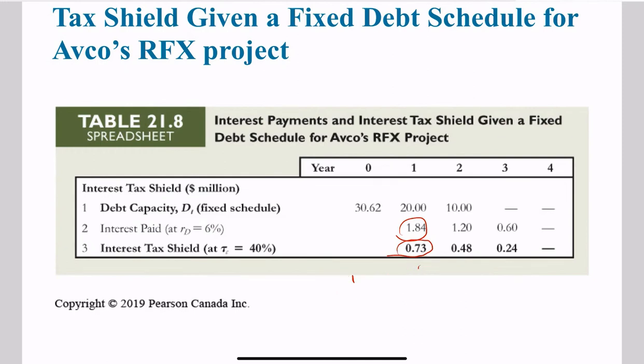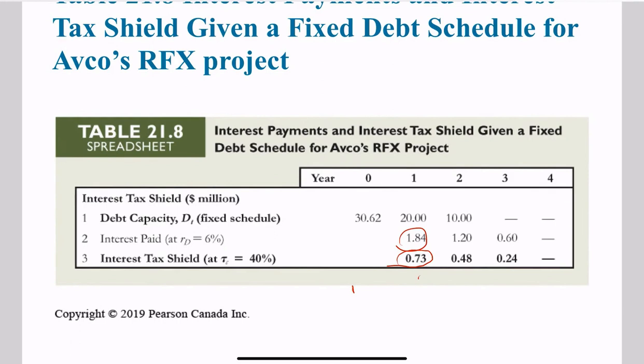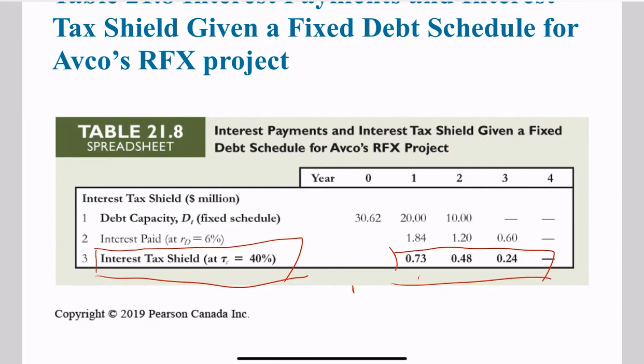And then we can do the same with the other years. This times 6% gives us 1.2, and 1.2 times 40% gives us this. So if the firm has a fixed schedule, it's very easy to find the interest tax shield. We now want to discount these interest tax shields to find the present value of the firm's interest tax shield. Now we have these cash flows. The question is, what discount rate should we use? Should we still use the unlevered cost of capital?